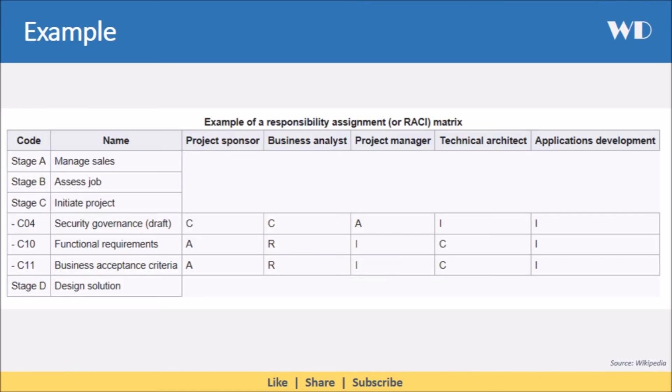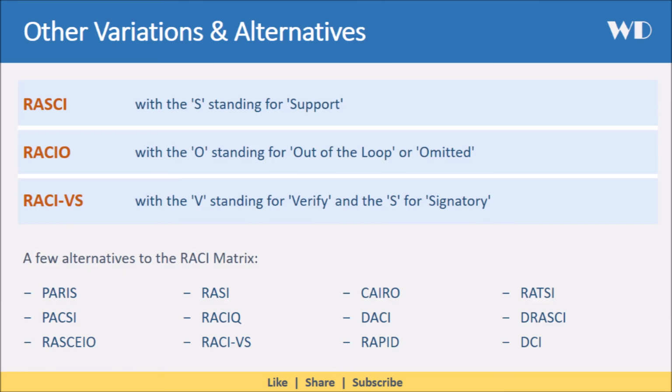Let's consider an example. The matrix is typically created with a vertical axis on the left-hand column of tasks or deliverables, and a horizontal axis of roles from an organizational chart. A few variations to the RACI matrix are RASCI, with the S standing for support; RACIO, with the O standing for out of the loop or omitted; and RACIVS, with the V standing for verify and the S for signatory. A few alternatives to the RACI matrix are listed on the screen.